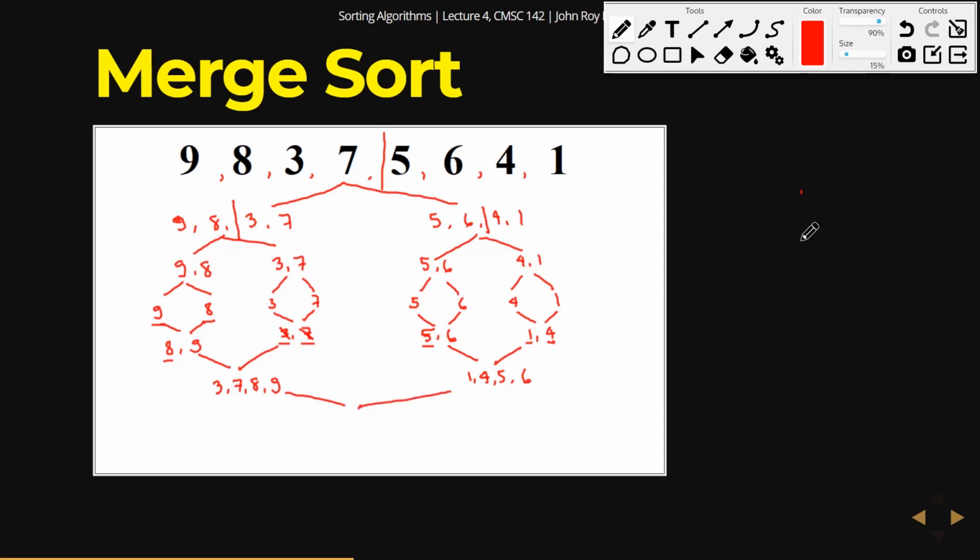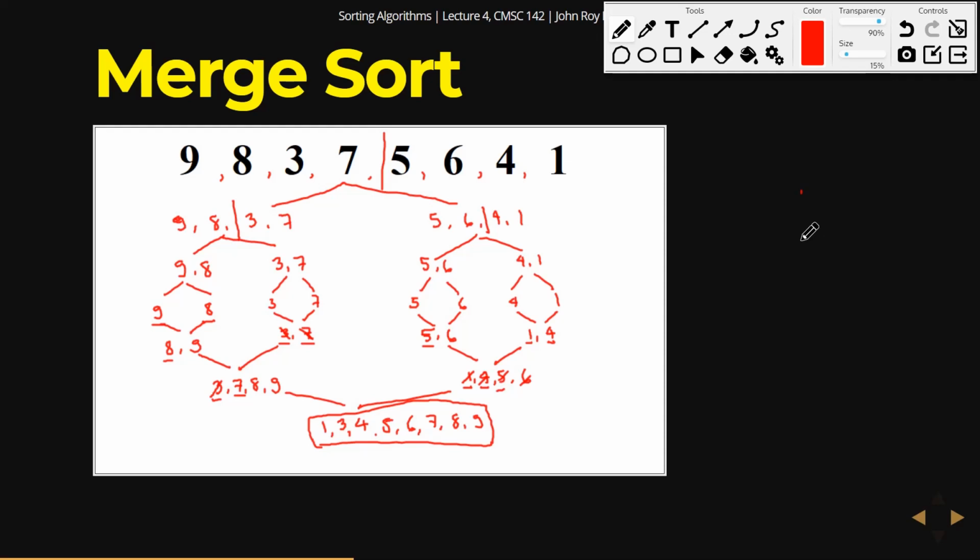So we have 1 versus 3, we have 1. And then now that 1 is done, we'll move to 4. So 3 versus 4, 3 wins, so 3 is done. And then we'll move to 7. Then 4 versus 7, 4 wins. 5 versus 7, 5 wins. 6 versus 7, 6 wins. And then we'll have 7, 8, and 9 as the last ones. So this is now your merged version of the final answer, and this is your sorted version of the original array. So 1, 3, 4, 5, 6, 7, 8, 9.